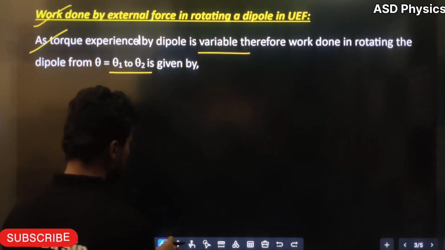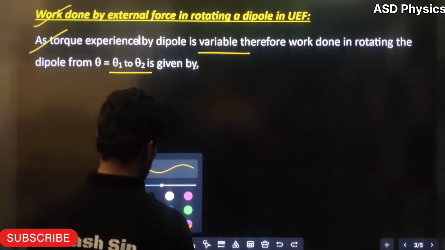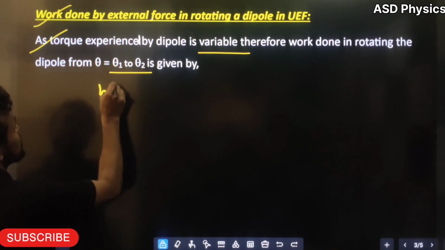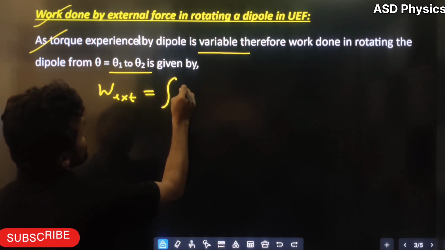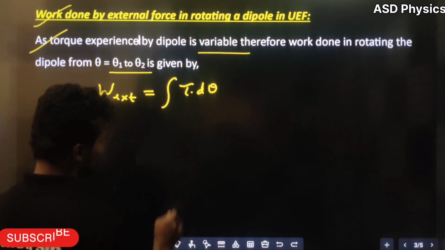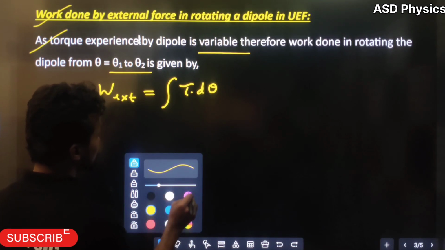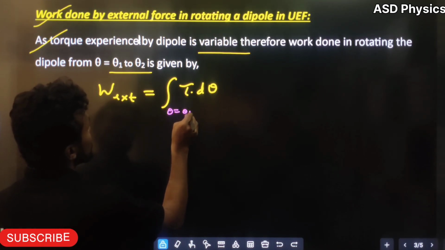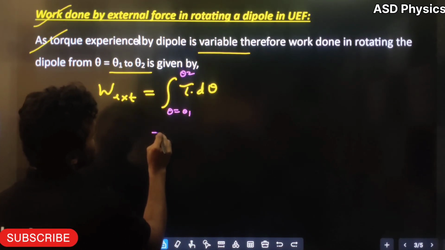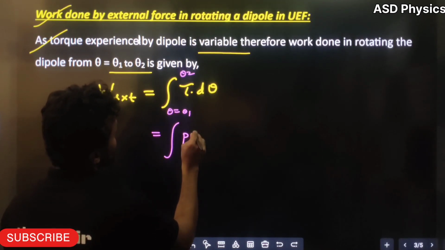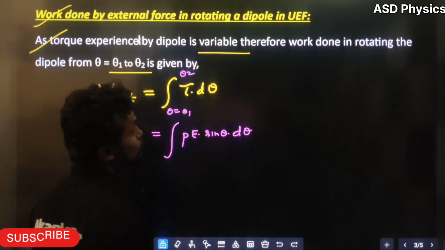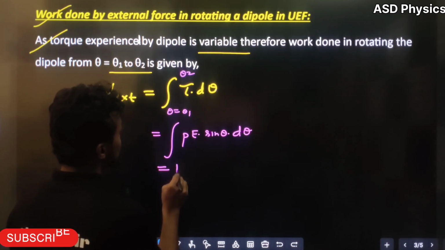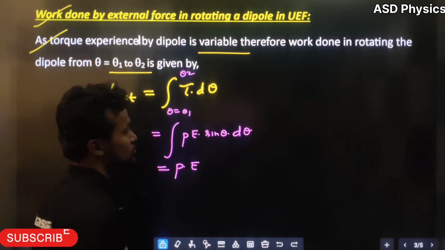So whenever variables are involved, what do we have to do, we have to use integration, okay. So here please, the work done by the external force is given by, what is the formula? Integration of tau into d theta, and from where to where do we have to integrate? Theta 1 to theta 2, okay. Put the value of torque, PE sin theta into d theta. What things are constant? P and E are constant.